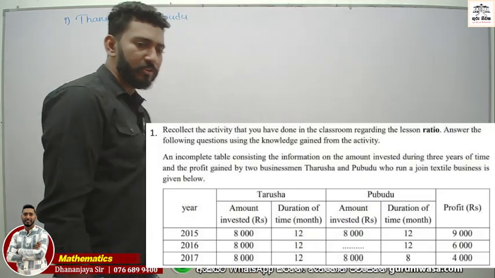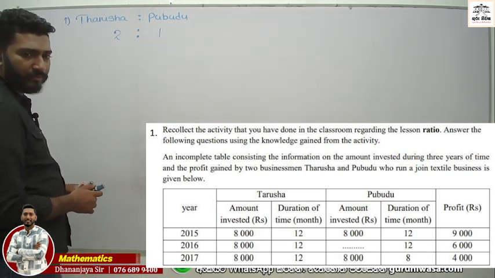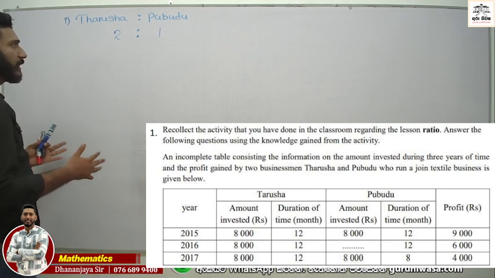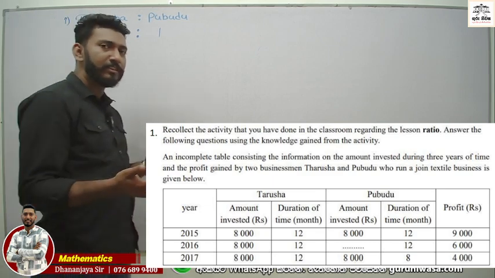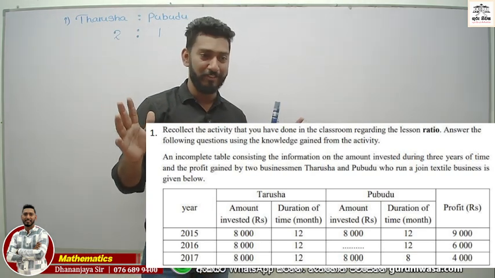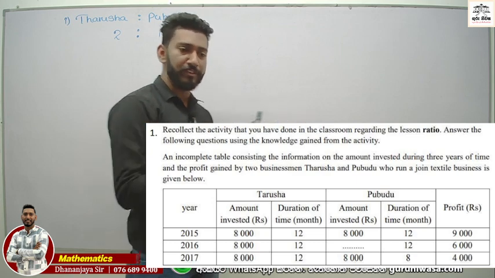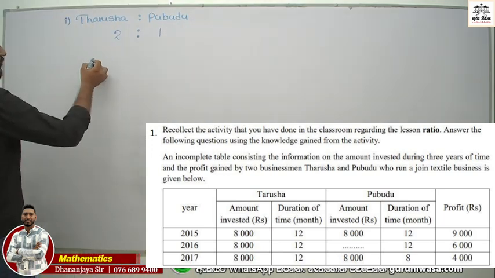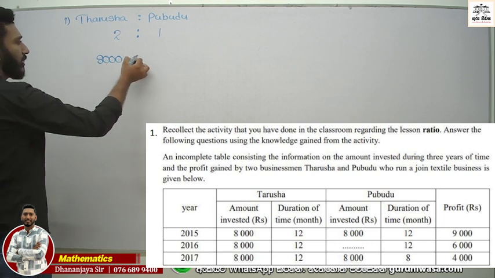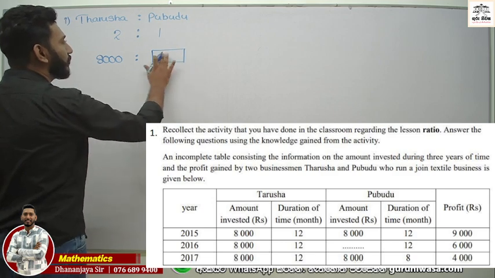Now look at the scenario 2016, 8,000 for 12 months. Therefore, the time duration doesn't matter because why? Same time, same duration. Therefore, we are going to take the values. Now, the invested amount of Tarusha is 8,000. Now, what is the invested amount of Pubudu?